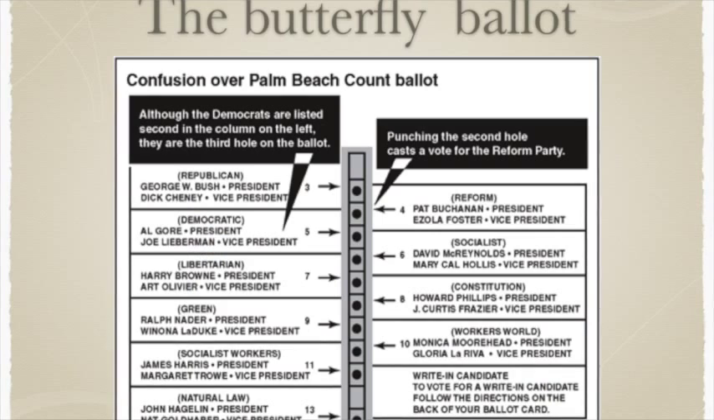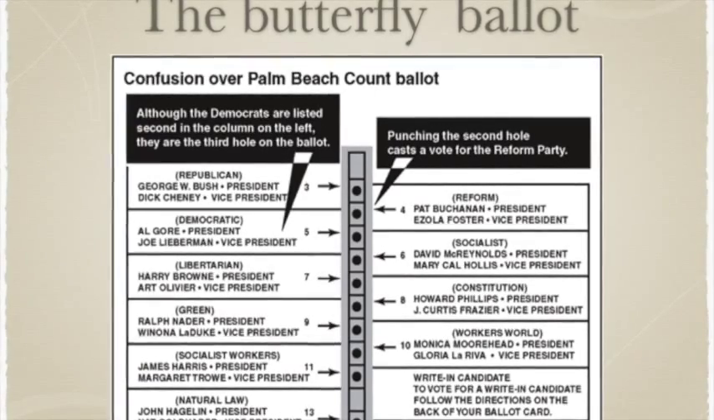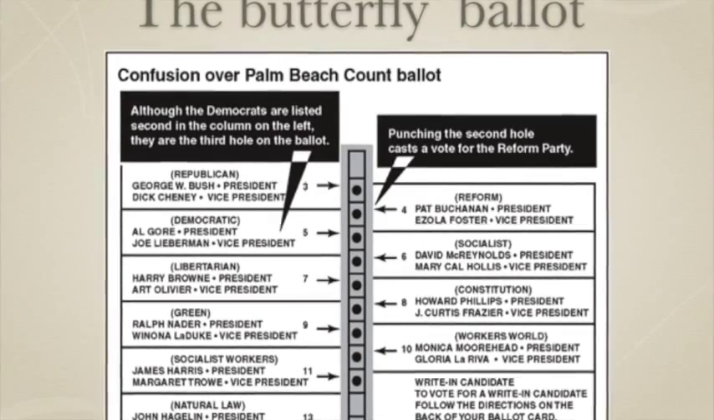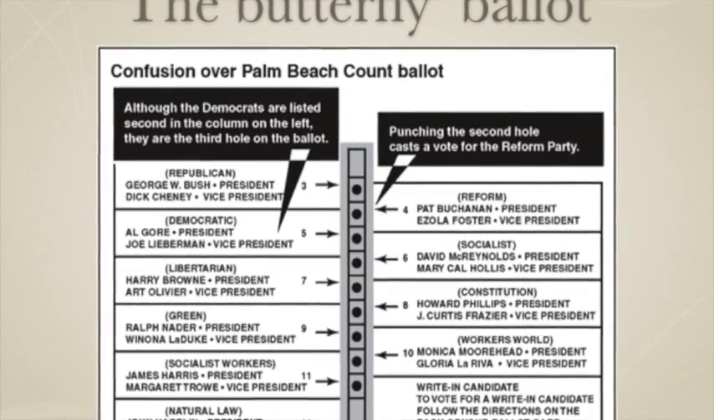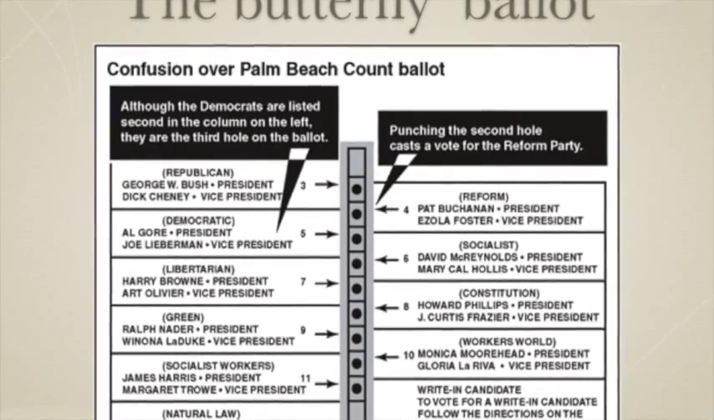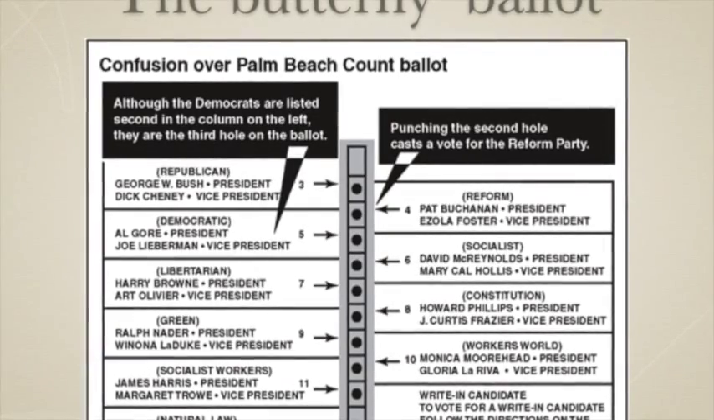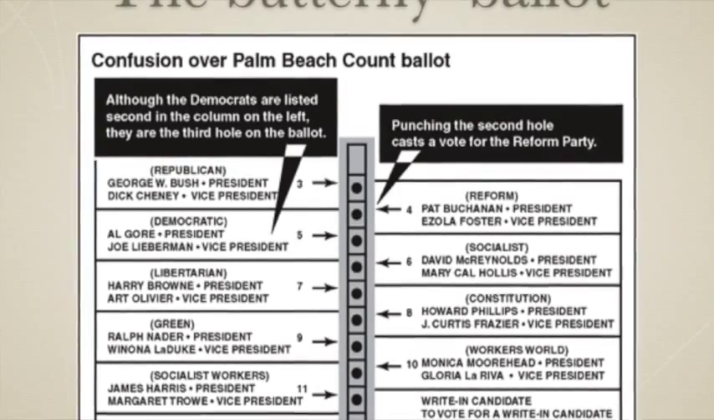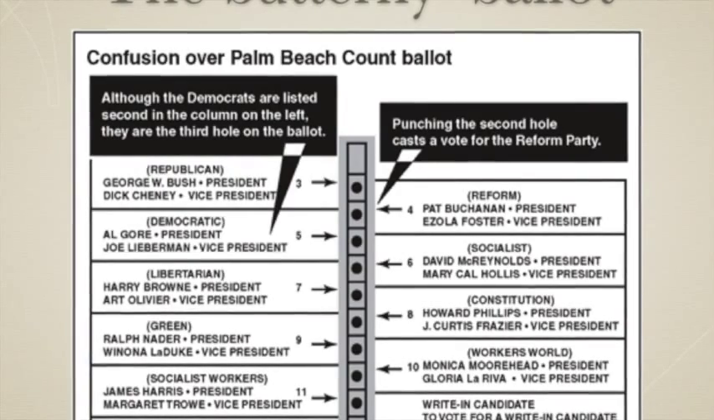So this is an example of the butterfly ballot in the US. If you take a look at the way they designed it, they put the punch holes in a very confusing way. On the left side, the punch hole is on the second row, but when you look at Democrat Al Gore, you see that it's on the third row. So it makes people feel confused.